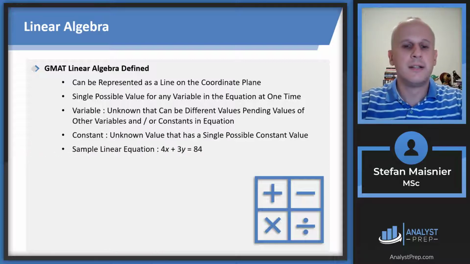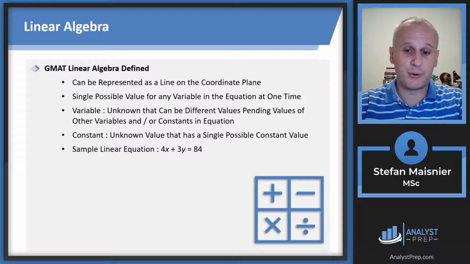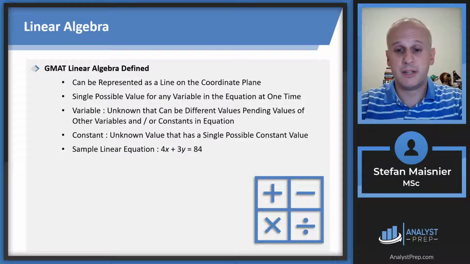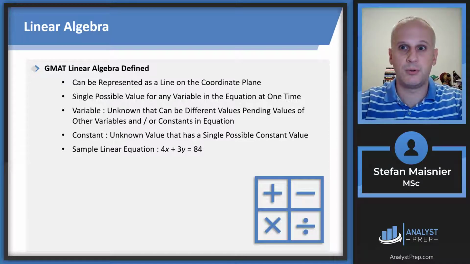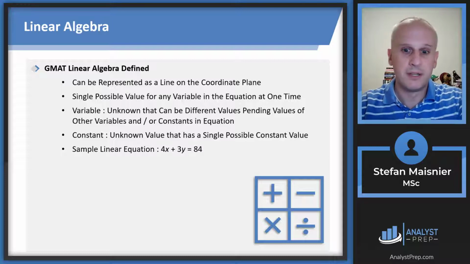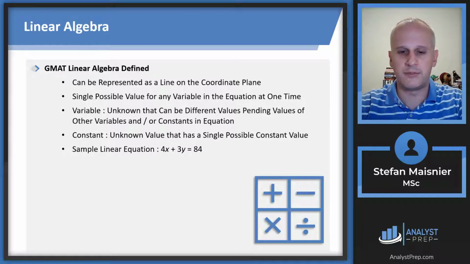problem. So a sample linear equation is something like this: 4x plus 3y equals 84. Because if x equals 0, then 3y has to be 84, so y is 28. If y is equal to 4, then we're looking at 4x is equal to 72, and x has to be equal to 18. So just a different couple of things that could be the answers, but there's just one at a time pending the value of the other variable.